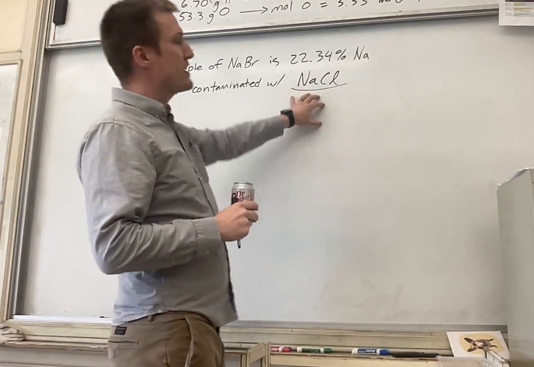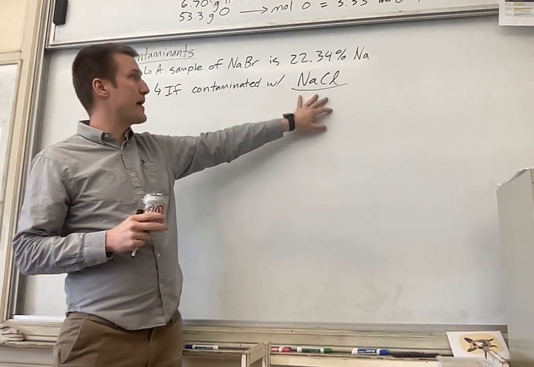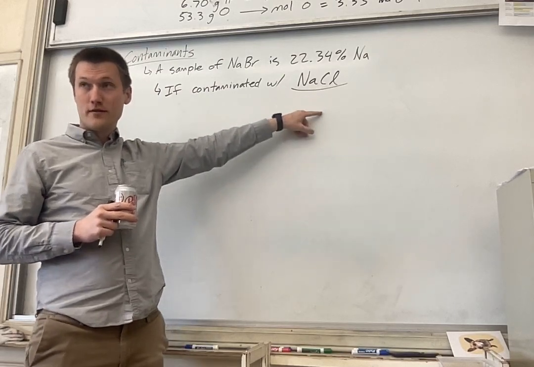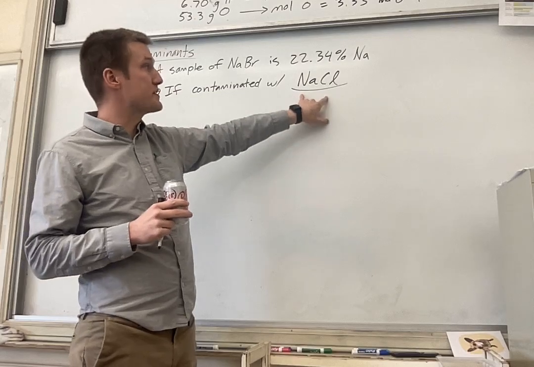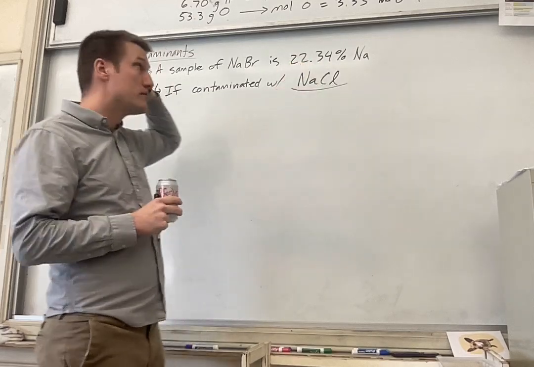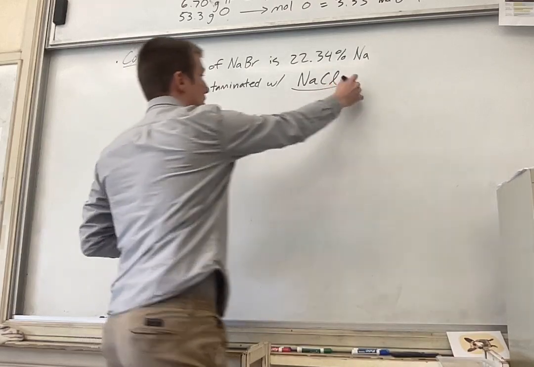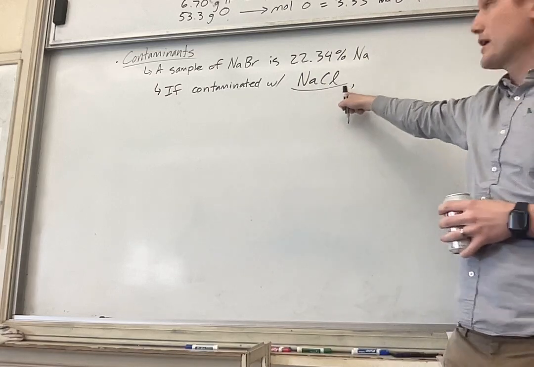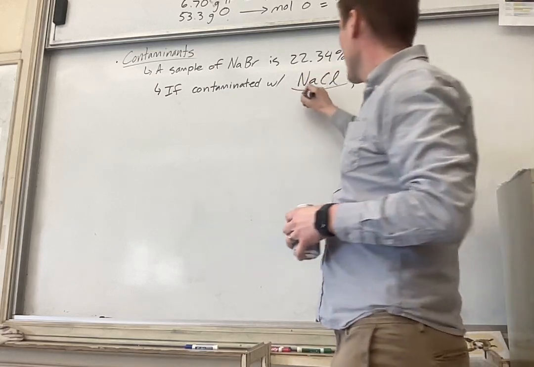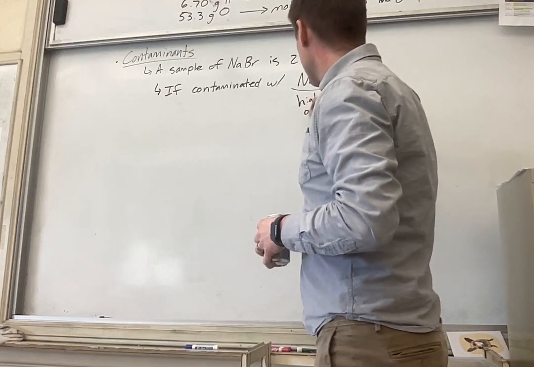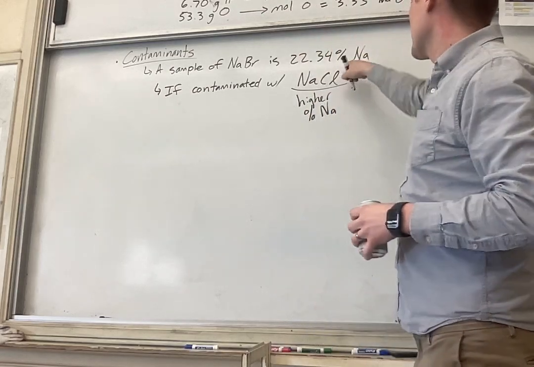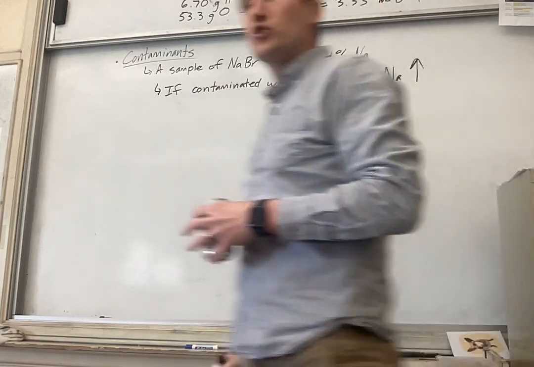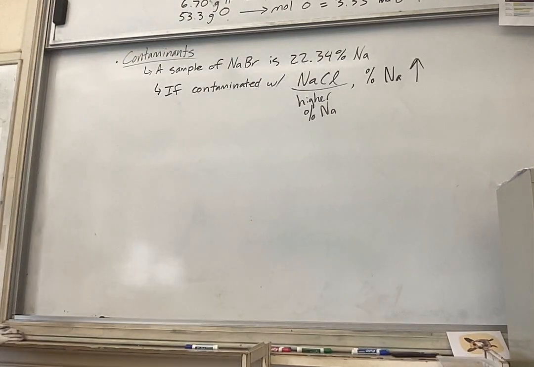It depends on whether the percent by mass of sodium is higher or lower in the contaminant. If it's higher in the contaminant, it's going to raise this value. If it's lower, it lowers it. If it's the same, it'll stay the same. Chlorine versus bromine: chlorine is lighter, higher up in the table, so this is a higher percent Na, which means the percent Na in the sample would increase. It would be too high compared to a pure sample of NaBr.